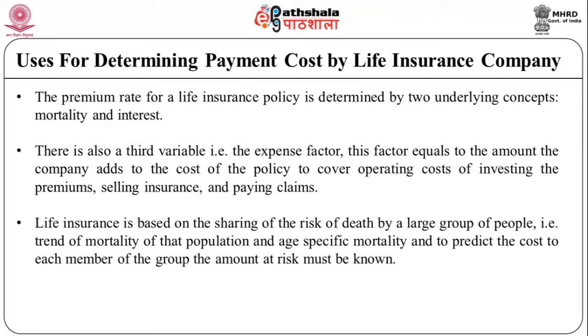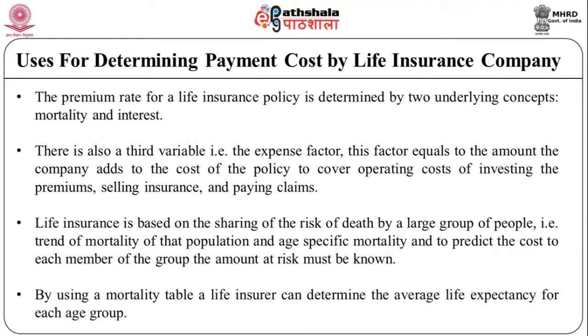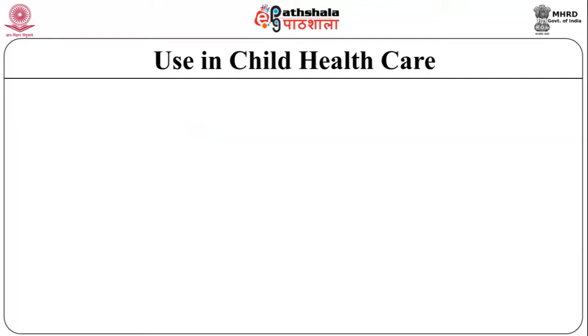Life insurance is based on the sharing of the risk of death by a large group of people, that is, the trend of mortality of that population and age-specific mortality. To predict the cost to each member of the group, the amount at risk must be known. Estimation of the cost of death claims is a question of great importance for life insurance companies, and mortality tables are used to give the company a basis for this estimate. By using a mortality table, a life insurer can determine the average life expectancy for each age group.